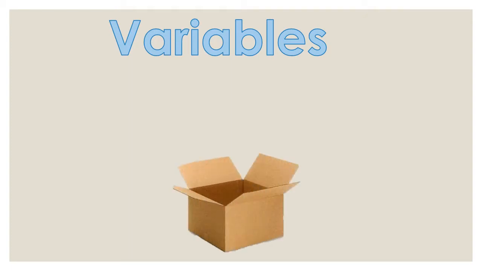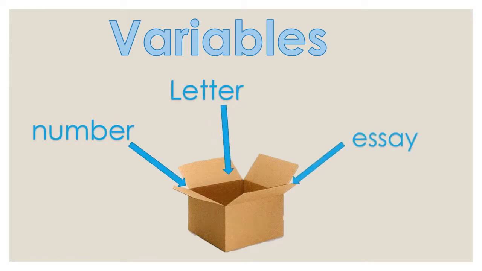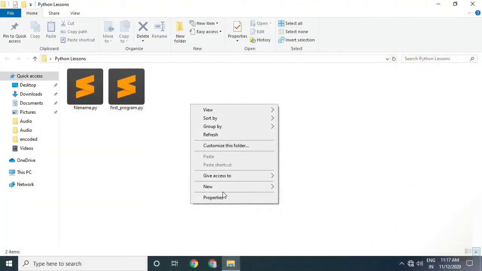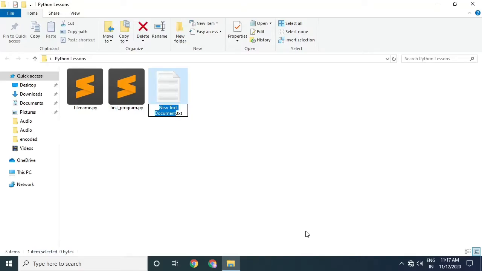Variables in programming are like boxes in which you can store anything. It can be a number or a letter or even an entire essay. They are just like the x's from your math class. You used to shuffle them around in different equations to reach your solution. Remember, variables here are also the same thing. Defining a variable is easy, but first let's create a file for today's lesson. Right click, new text document, and I will call it operations.py and double click to open it.